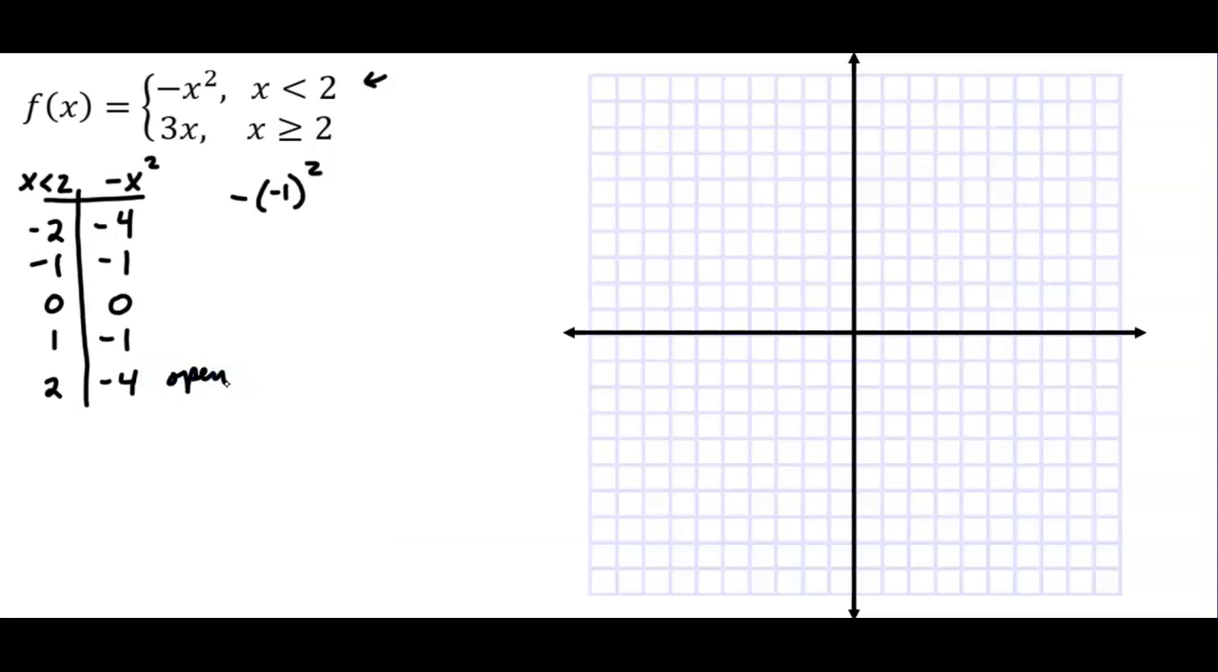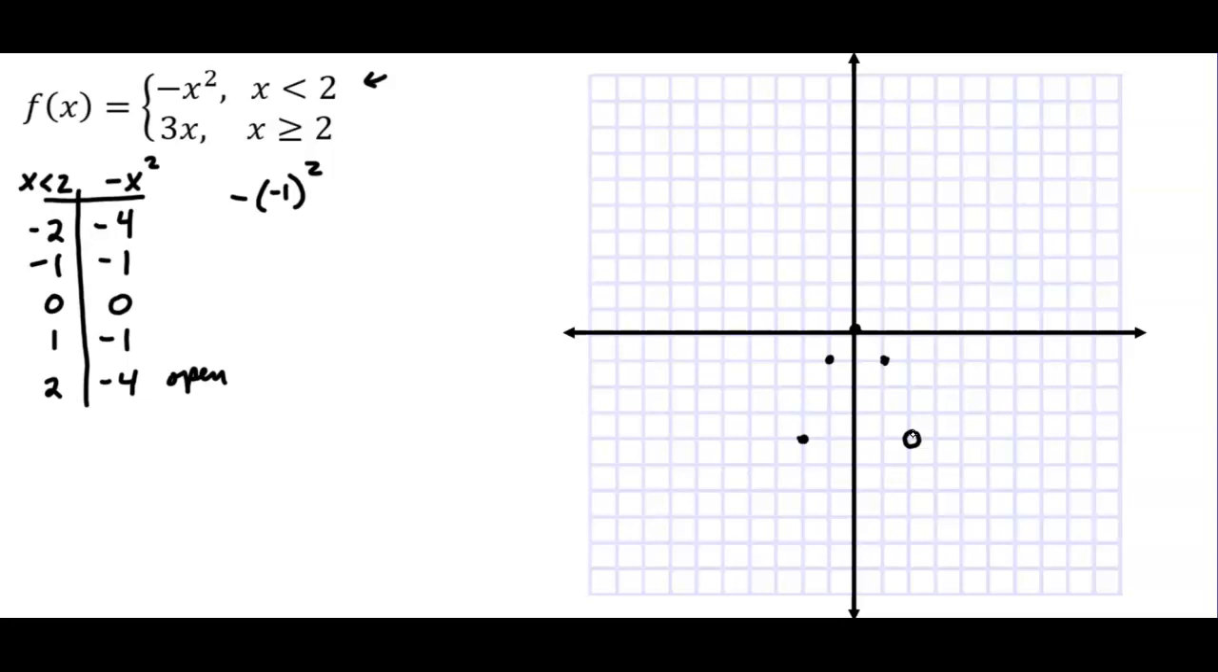Okay, so I always like to write that down because I'm afraid I'll forget otherwise. But when I go to graph those points, then I have -2, -4, -1, -1, 0, 0, 1, -1, and then this open dot there at 2, -4. Now, it should look like a parabola. We should be thinking parabola. In fact, we should be thinking upside down parabola, okay?